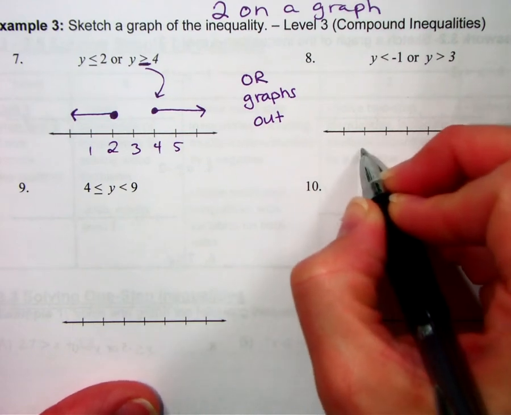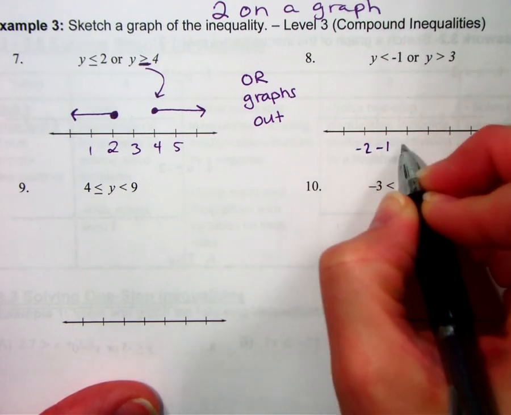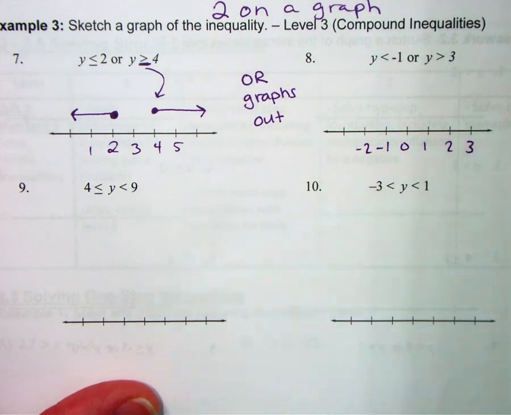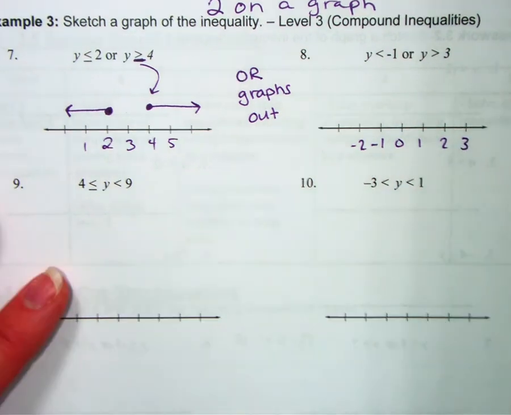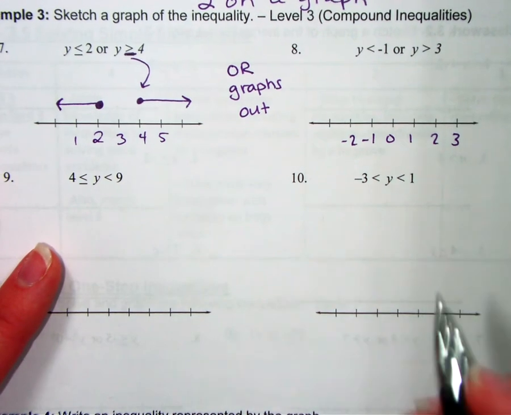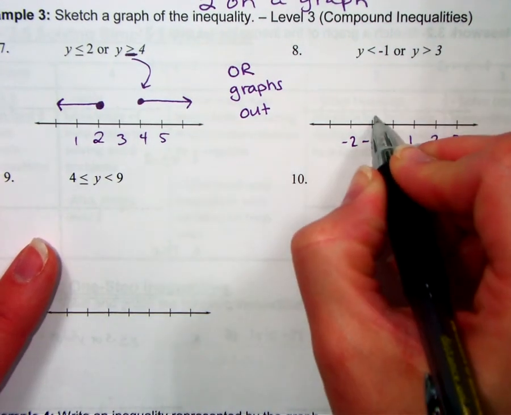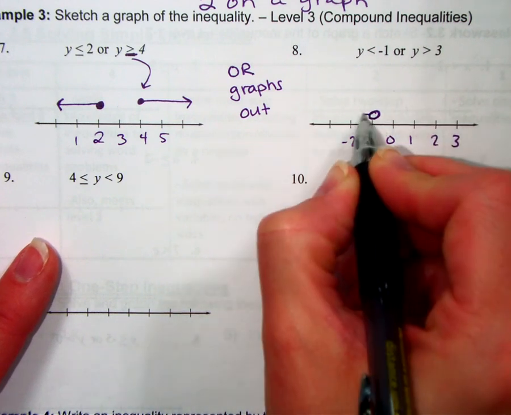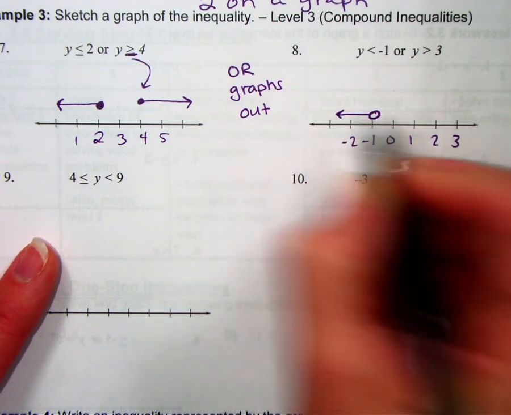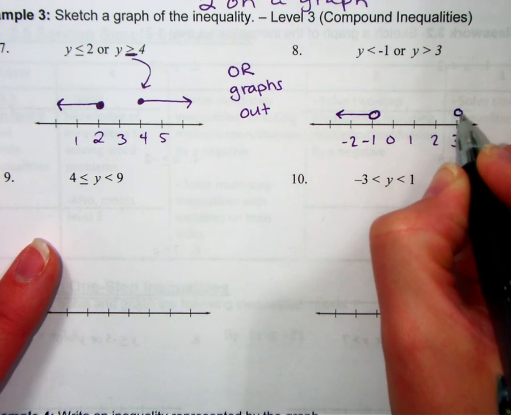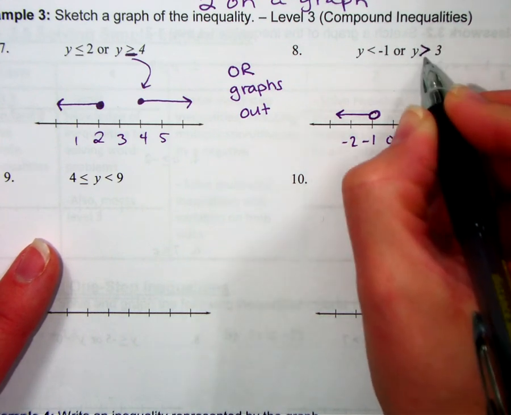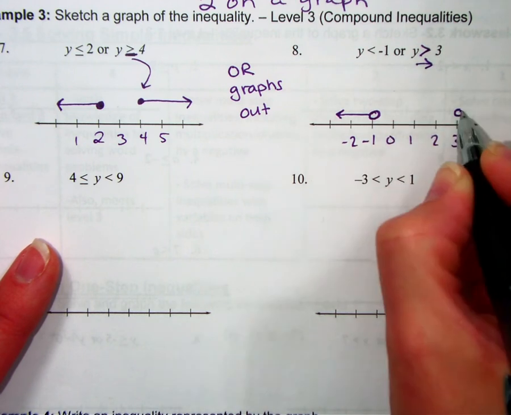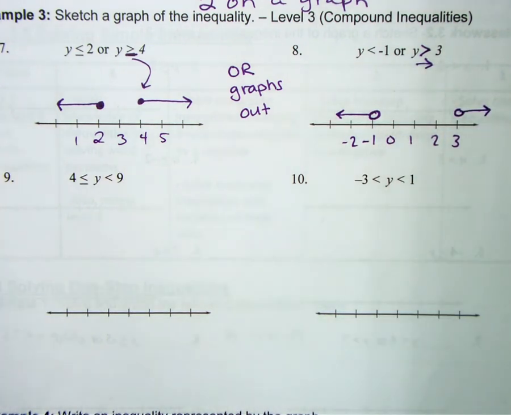So I'm going to have a -1 on here. -2, -1, 0, 1, 2, 3. Okay, so when I do my circles, this one's going to go to the left, and then for 3 it says greater than, and remember, greater than, put a line through that, that shows you your arrow, so go that way. So there's my picture. Or graphs are going to go out.